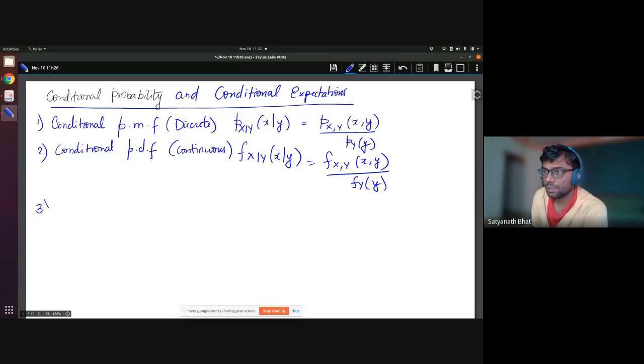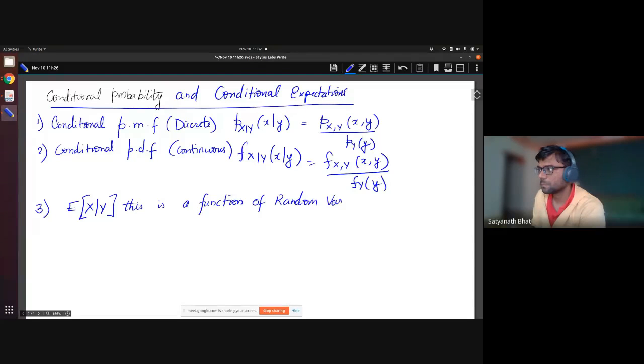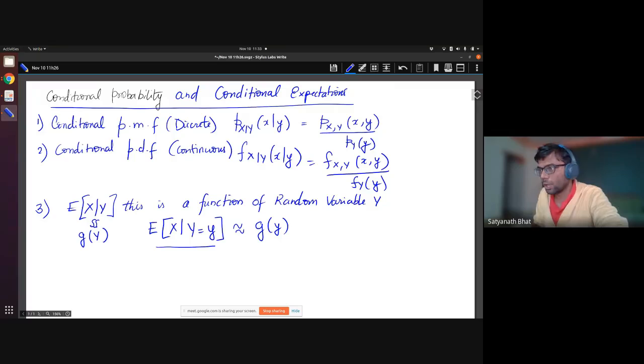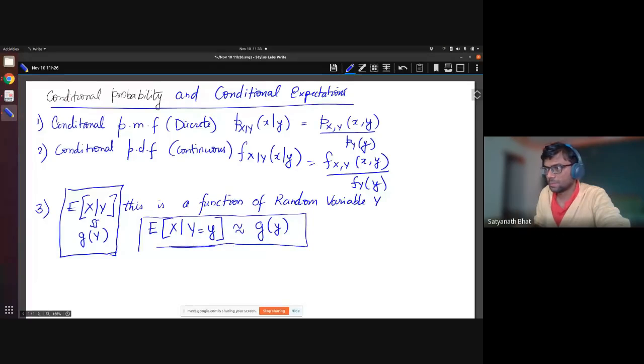Thirdly, we saw the expected value of X given Y. This is a function of a random variable Y. It is something like g of Y. Then we also saw that when you put expected value of X given Y equal to small y, this is similar to g of small y. So this is like trying to evaluate at a point. This is the general function. So this analogy is very important. I hope everybody has understood this.